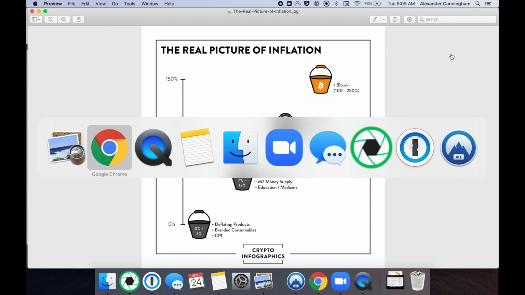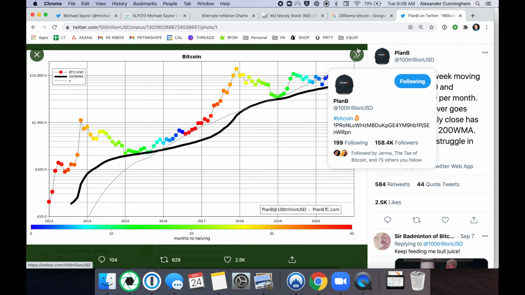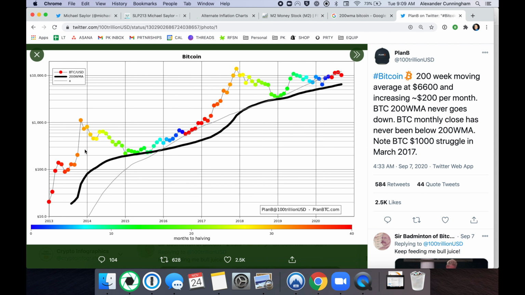And I'll leave you with one more chart. This is from Plan B on Twitter. He's tremendous as far as charting Bitcoin. And this is the 200-week moving average. So it's basically a 4-year trailing average of Bitcoin's price. And the crazy thing about this, it has never decreased ever for a single week in Bitcoin's history. So zoom out and ask yourself the question, is this the place where I want to put at least some of my purchasing power?